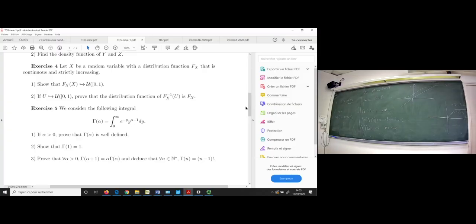Okay? So to prove that this one follows the uniform on the interval 0, 1, we are going to try to compute its distribution function and see that it is the same as the one of a uniform on the interval 0, 1.